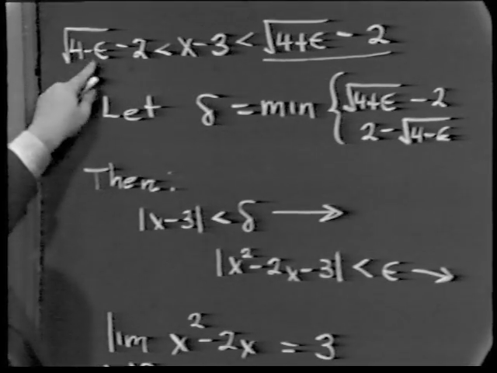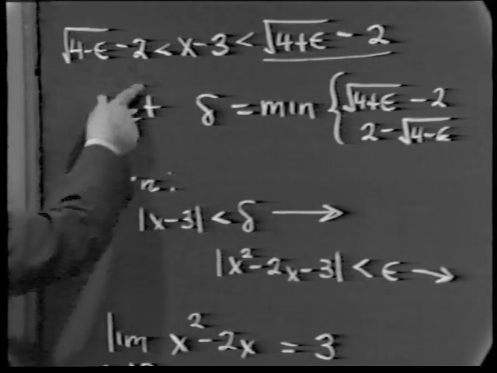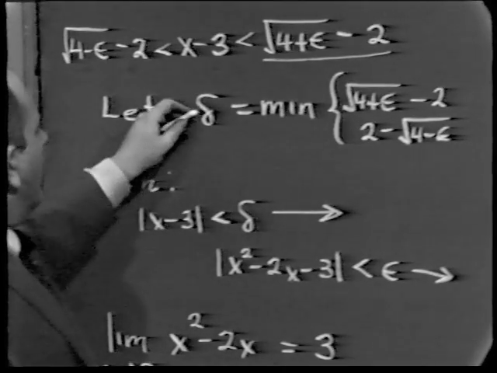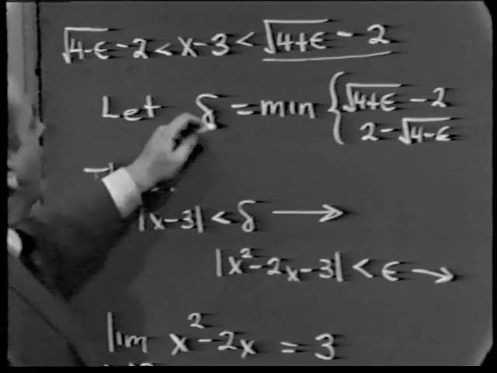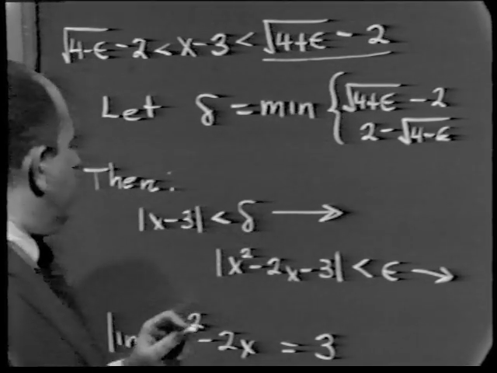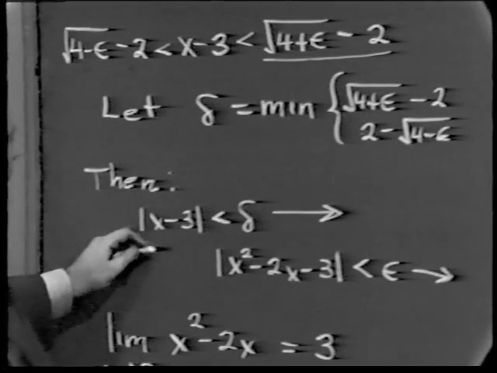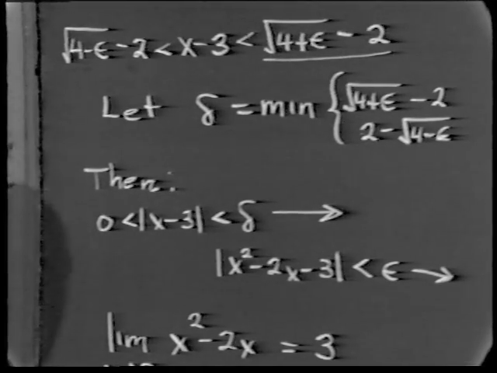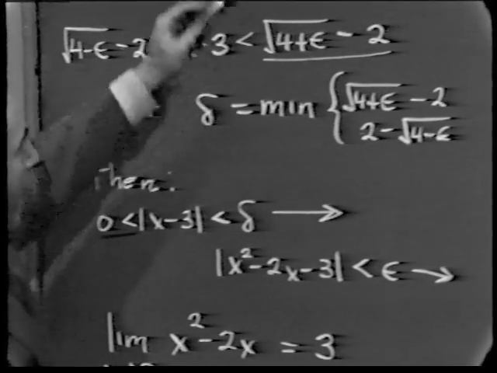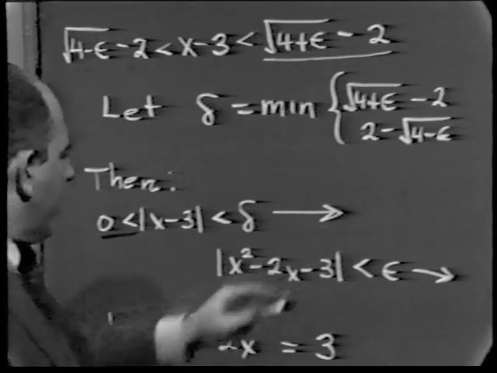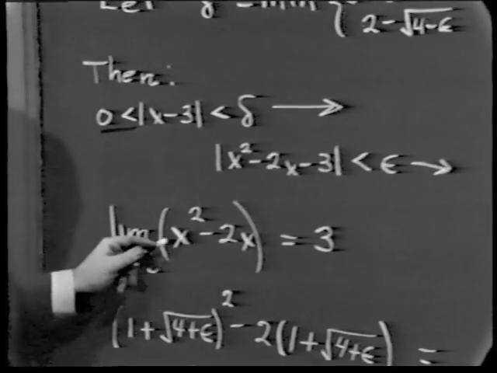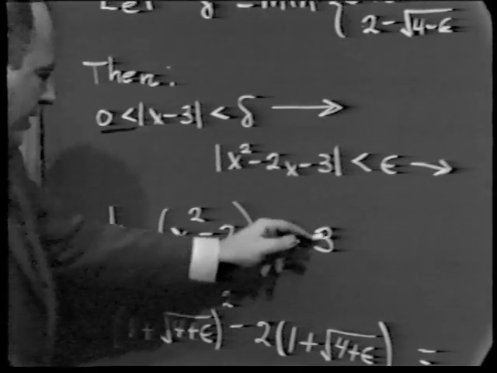And since delta has to be positive, if this thing is negative, 2 minus the square root of 4 minus epsilon will be positive. So to solve this problem, I simply choose delta to be the minimum of these two numbers. And then, by definition, what do I have? That when the absolute value of x minus 3 is less than delta, and at the same time, this is crucial, greater than 0, in other words, we never let x equal 3, for this choice of delta, by how we work backwards, this will come out to be less than epsilon. And that is exactly what we mean by our formal definition of saying that the limit of x squared minus 2x as x approaches 3, in this case, equals 3.